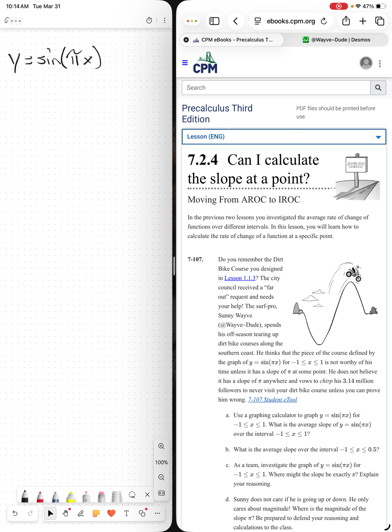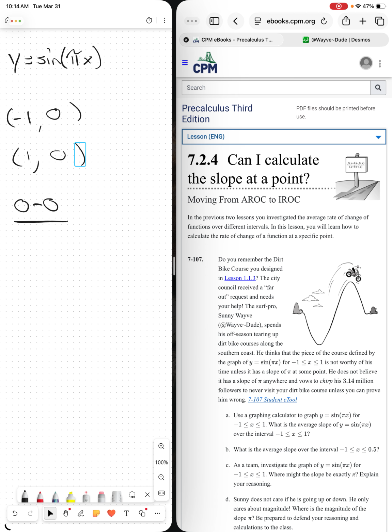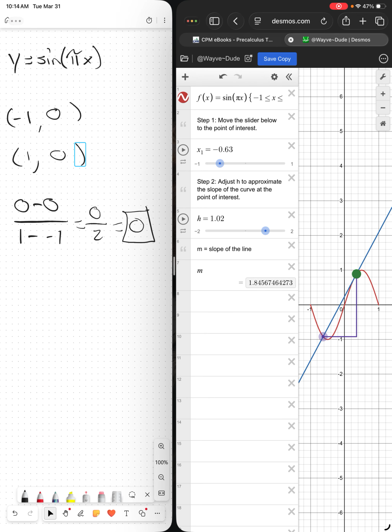The average is from -1 to 1, so -1 is an x, 1 is an x, and we need those y values. If we plug those in, we get 0 and 0, and we have a slope of 0 over 2, or 0 slope. It's flat. If you look at this graph and we put these points at the end, we get that 0 slope.